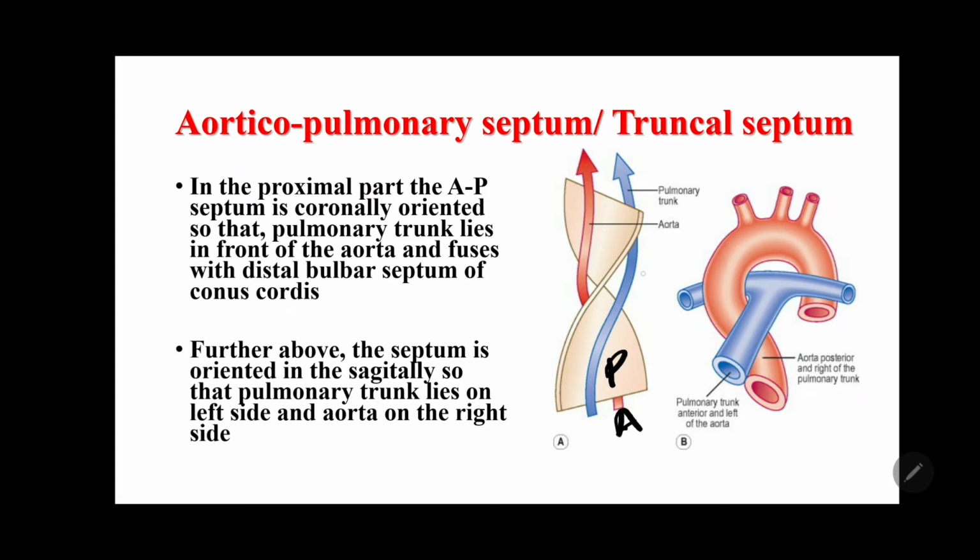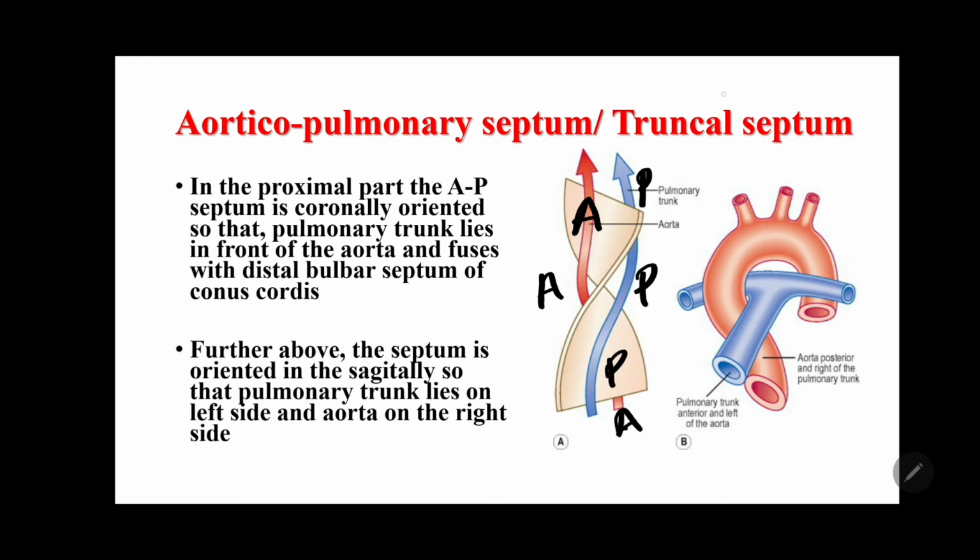In the middle portion, pulmonary trunk is on the left side, aorta is on the right side. In the distal portion, anterior is aorta and posterior is pulmonary trunk. So like this, the truncus arteriosus is divided by an anti-clockwise rotated spiral septum into two outflow channels. Further above, the septum is oriented again coronally.